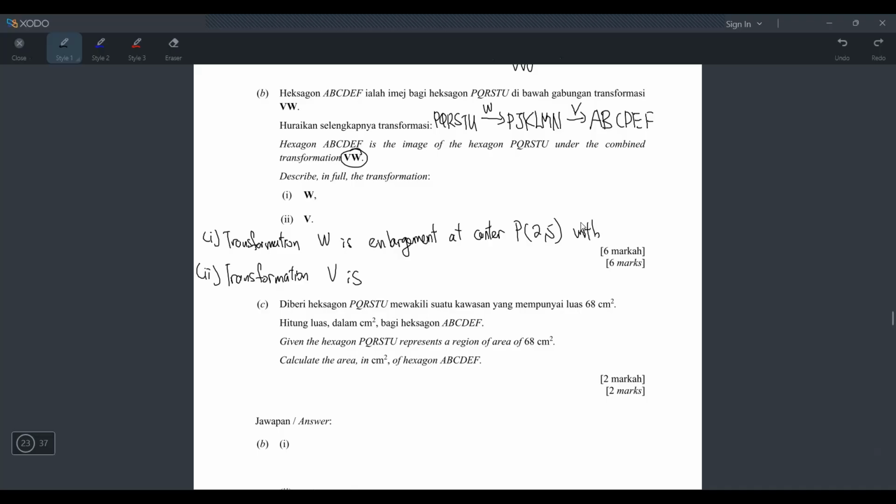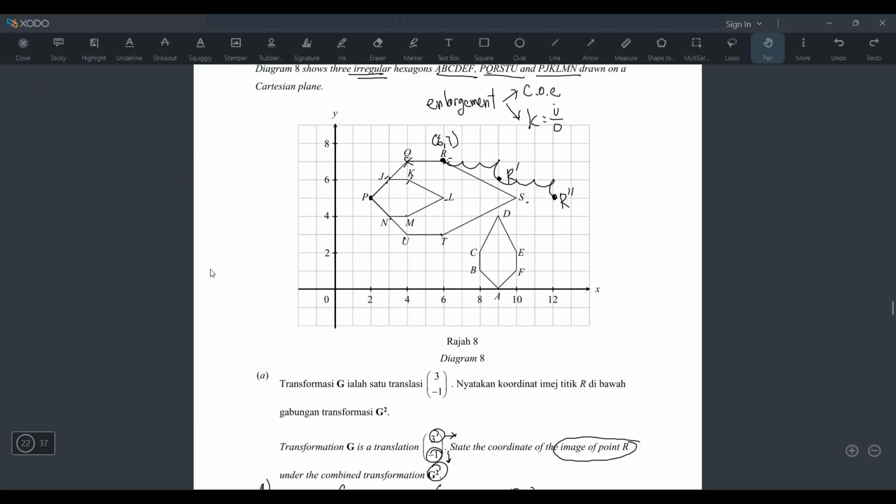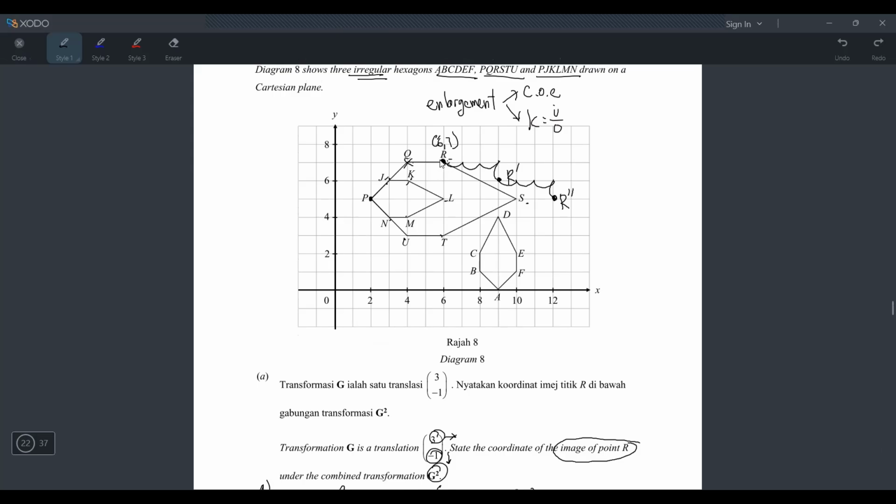And then with scale factor. With scale factor of, okay, what is the scale factor? I told you already, scale factor formula is image divide object. So what is the image? Okay, we can choose this QR line, and the corresponding length here is JK, right? Of course, you can take other lines also, but just make sure if you take other lines, like for example ST, then you have to compare it to LM, right? Because they have to be corresponding, okay? So QR, JK. So QR is 2 squares, 2 units. JK is 1 unit.